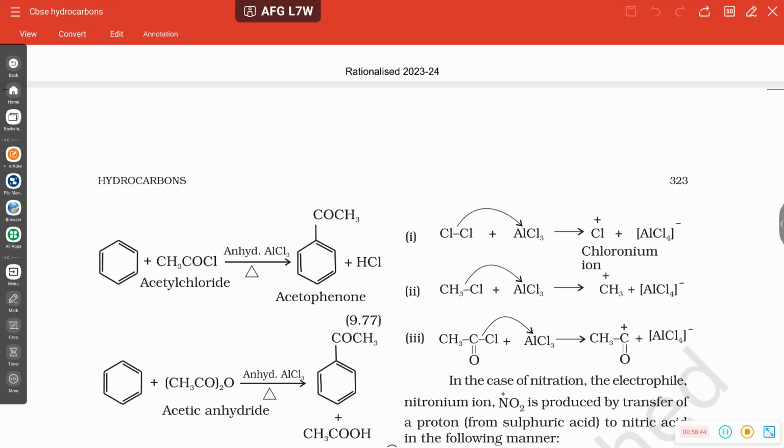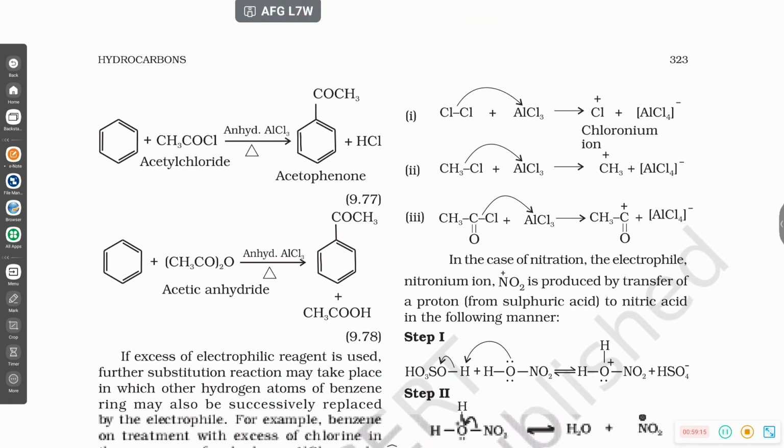You understand now? The C=O double bond is attacking. So it is methyl phenyl ketone, or acetophenone, or we can call it 1-phenylethan-1-one. Two carbons, this is phenyl. Acetophenone forms if we use acetyl chloride or acetic anhydride.